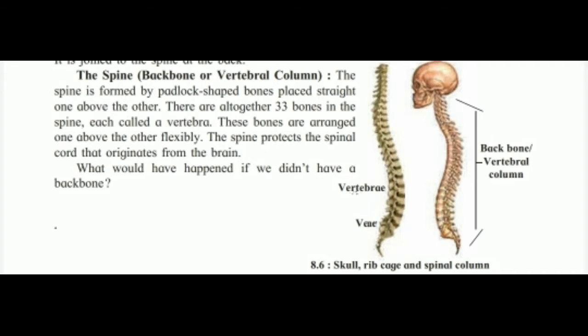The main function of the spine is to protect spinal cord. This cord originates from the brain. As these 33 vertebrae are placed one above the other, that's why we can bend downside. We can also look at the side, means we can twist our body. This is because of the vertebral column.